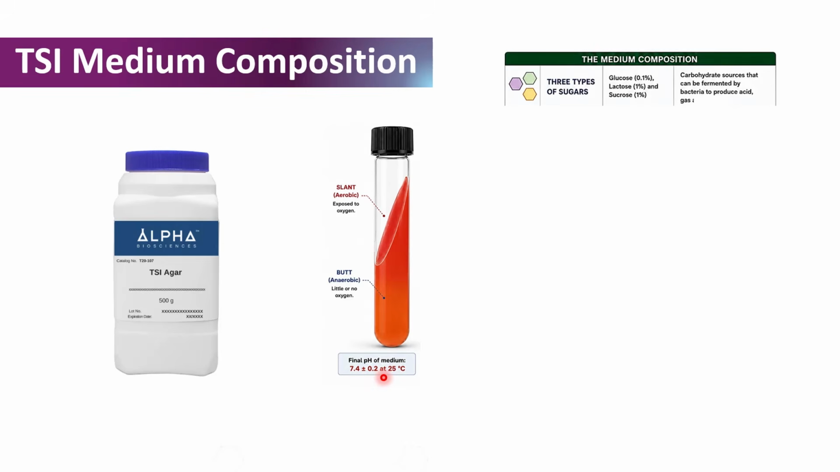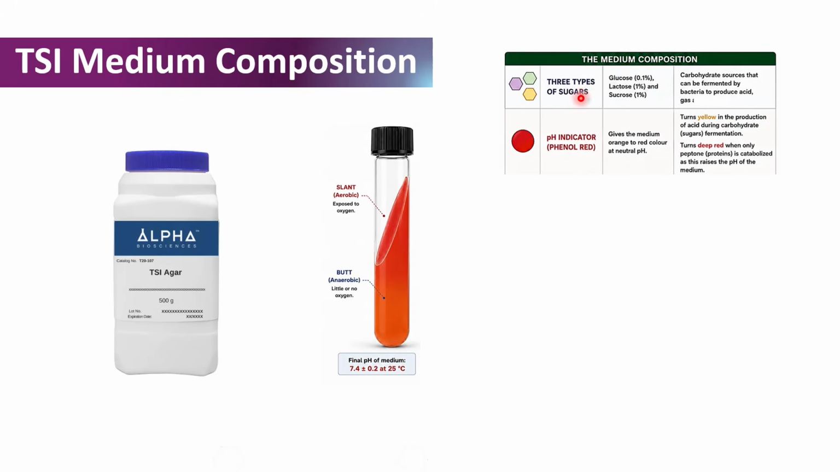So the medium composition. The first component of the medium is three types of sugars, and these are glucose, lactose and sucrose in the ratio of 0.1% to 1% to 1%. What it means is that the glucose concentration to the lactose and sucrose is 0.1, 1, and 1. And these three sugars serve as a carbohydrate source that bacteria ferment to produce acid or gas.